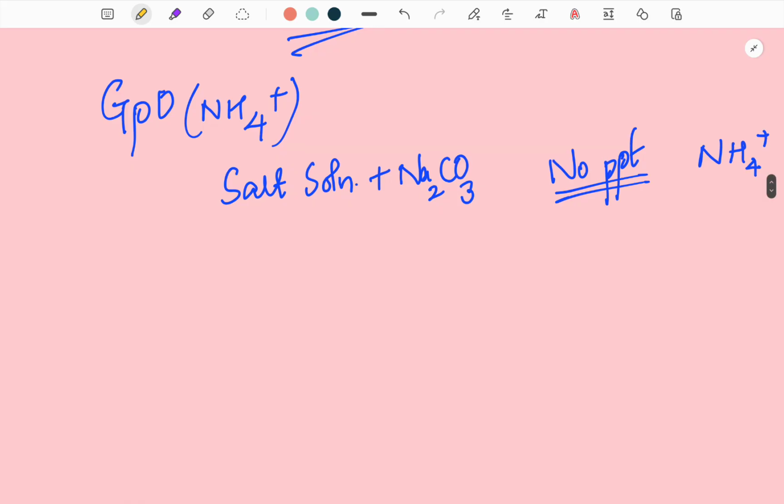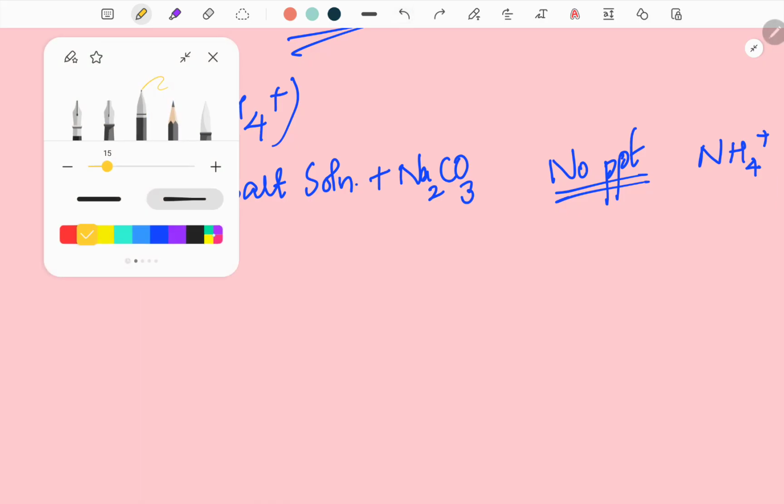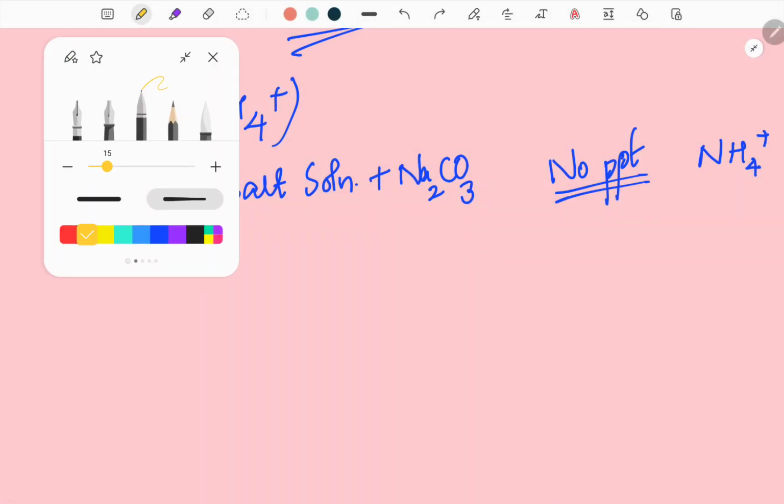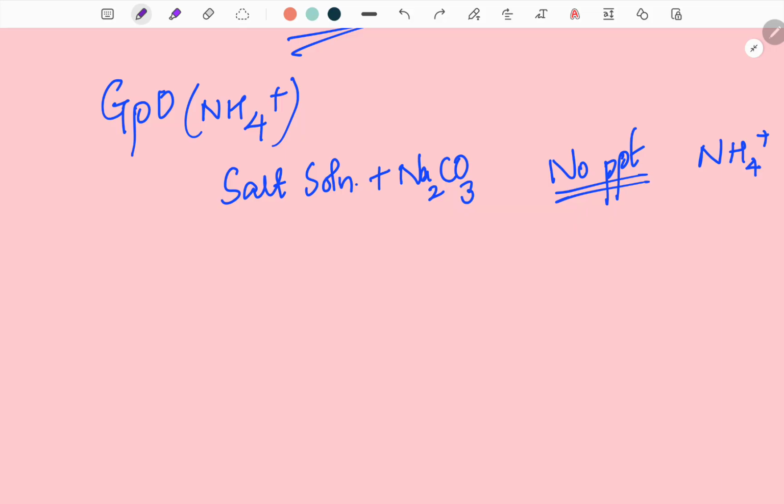Now we have to discuss group 1. Let me change the color because it is quite light. Okay, now we have group 1, that is lead.